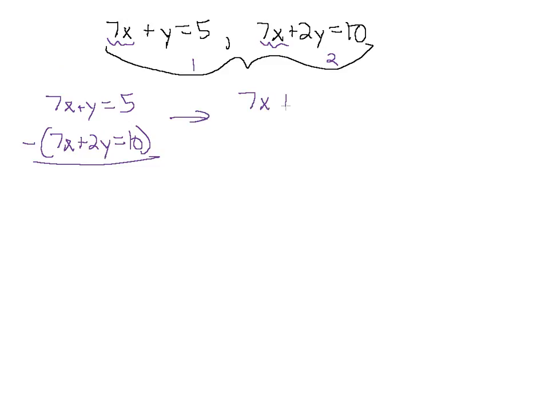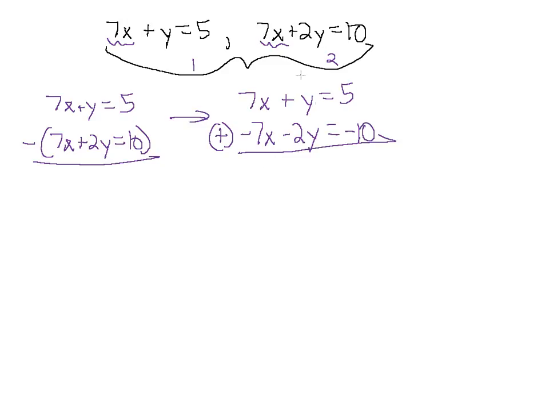So let's rewrite the first one. We have 7x plus y equals 5. Let's go ahead and distribute the minus sign. So we're going to add the opposite. The opposite of 7x is minus 7x, plus, we're going to distribute this minus sign, so we have a minus 2y. Minus 2y is the opposite of 2y. The opposite of 10 is minus 10.